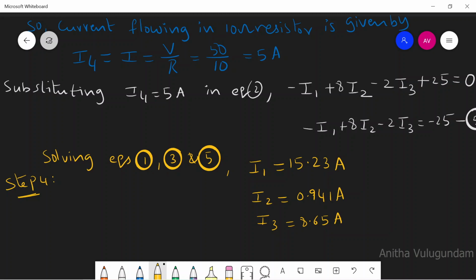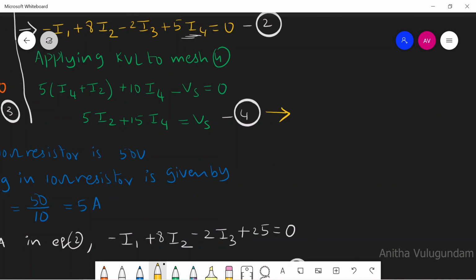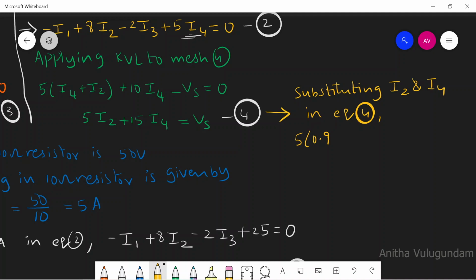According to the question, we are supposed to find the value of Vs. Let us substitute all these values in equation 4. Substituting I2 and I4 in equation 4, we get 5 into 0.94 plus 15 into 5 equal to Vs. So Vs equal to 79.7 volts. This is the final answer of this circuit.